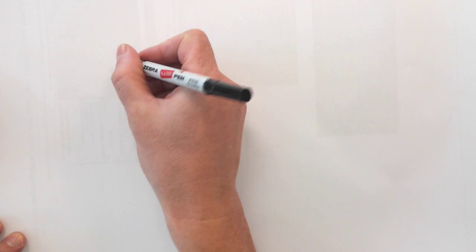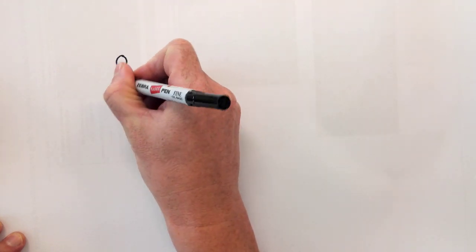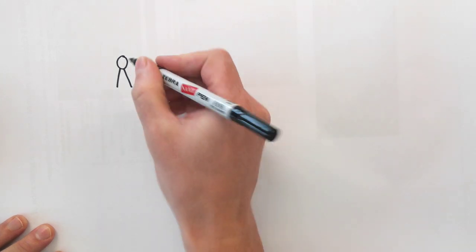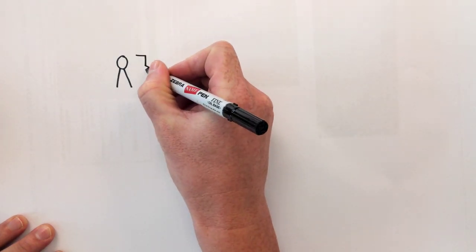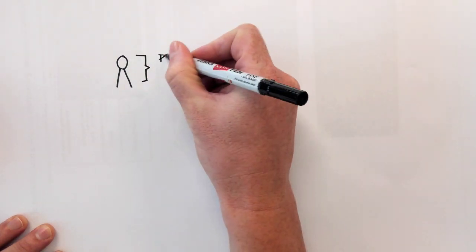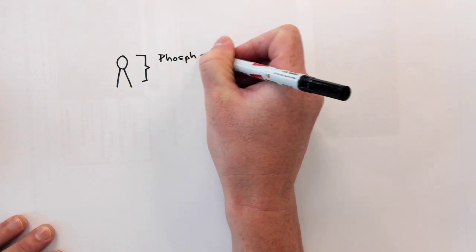This is a video about how to draw the phospholipid bilayer for IB Bio. So we start off with the structure that makes up the bilayer. This is one phospholipid.